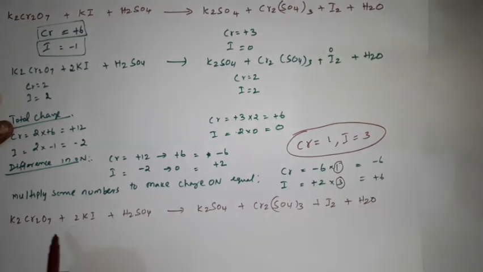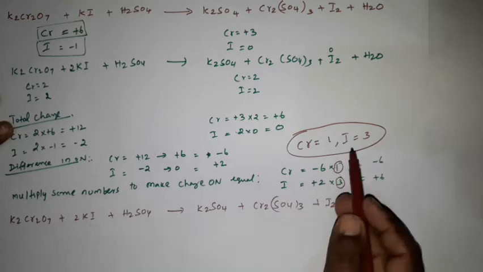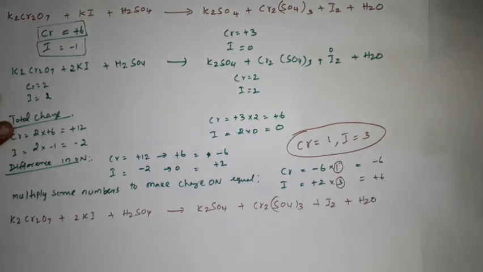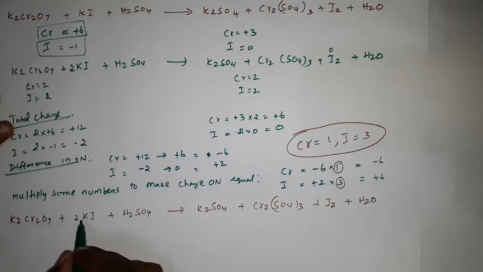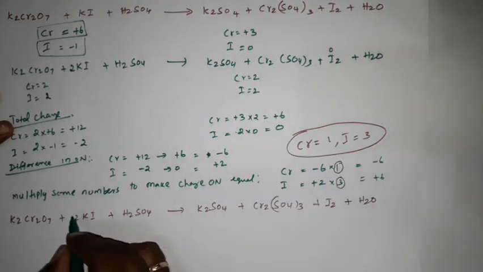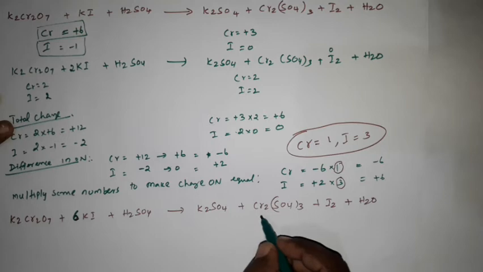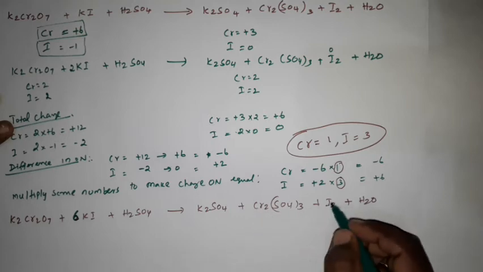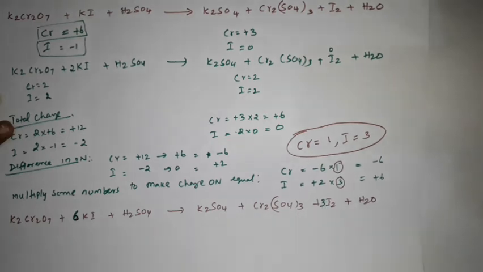Now wherever chromium comes, use 1, and wherever iodine comes, use 3. So now I am multiplying here. Chromium only 1, so no problem here. Then when iodine comes, use 3. So here 6KI, clear? 6KI. Then chromium only 1 here. Then here 3I2. Now check, chromium and iodine is balanced in this equation according to this number. Okay, so now we have balanced chromium and iodine.